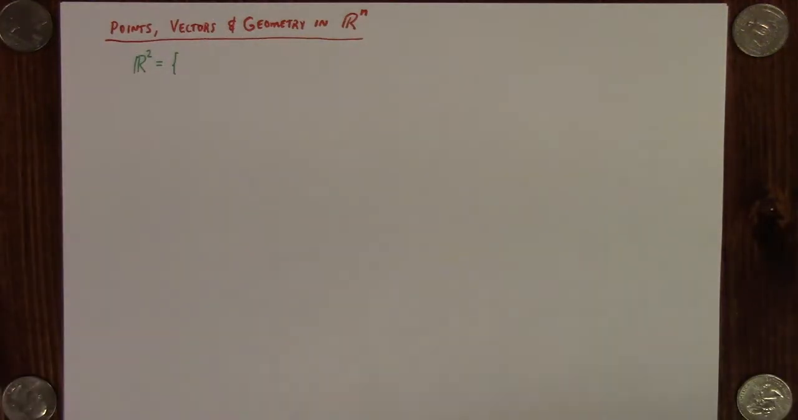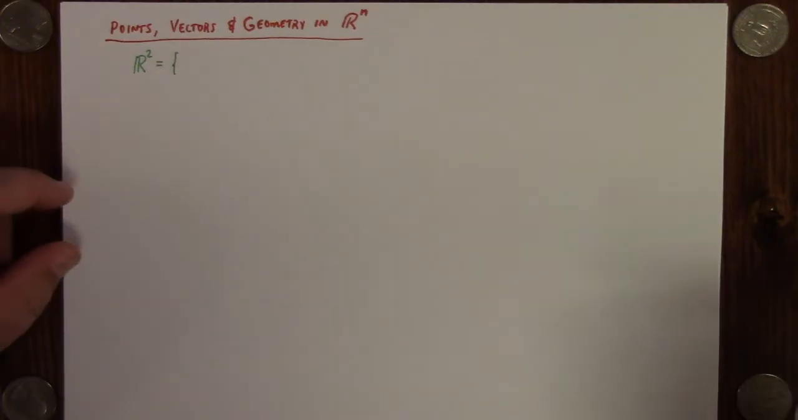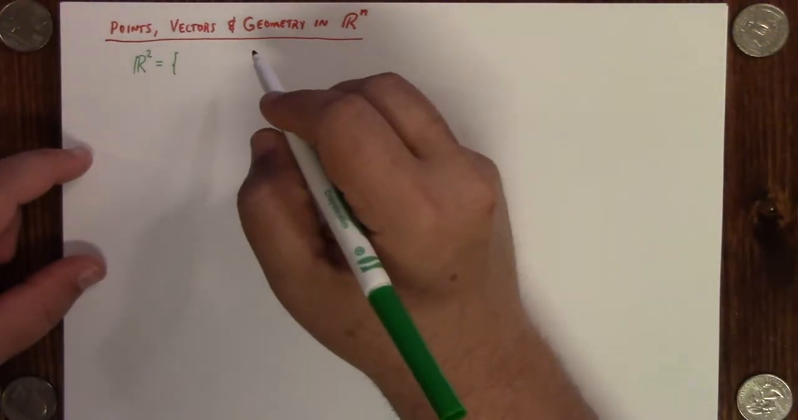Alright, so this video is meant to accompany my lecture notes. In particular, I'm basically in Chapter 1 at the start, where we're looking at vectors and points and components. So to start with, let's just set the notation up.